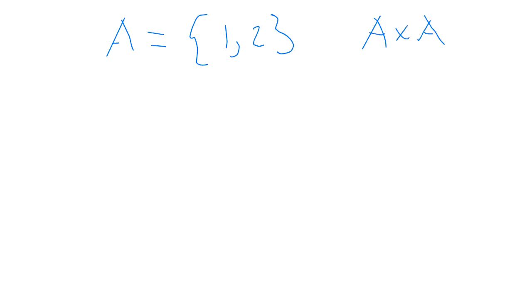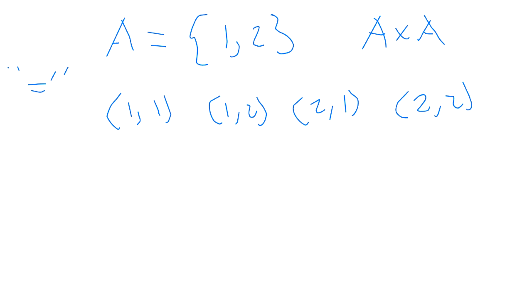Let me write all elements of this set. Let's say the relation that we're using is equal. In A by A, you're getting 1, 1, 1, 2, 2, 1, and 2, 2. Now the only elements from that set, A by A, that would fit the equal would be this one and that one.